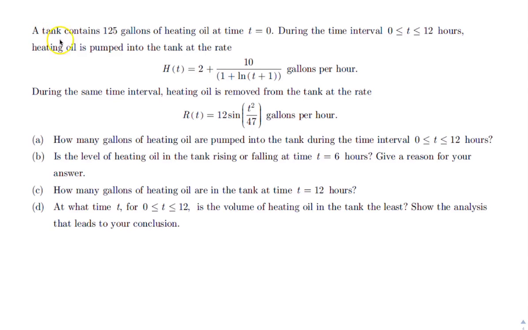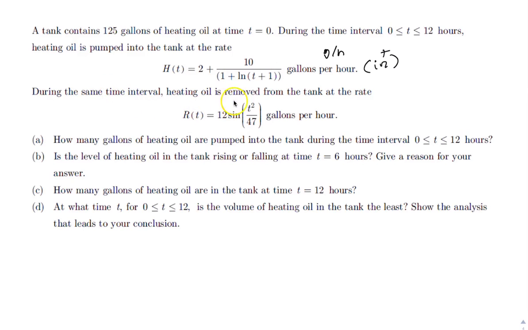Let's start. A tank contains 125 gallons of heating oil at time t equals 0. So that's my initial value. During the time interval 0 to 12 hours, heating oil is pumped into the tank at a rate of this. So this is how much we're pumping into our tank. This is in, a little plus sign there. This is how much we're adding to our tank of heating oil. Again, notice it's a rate, gallons per hour.